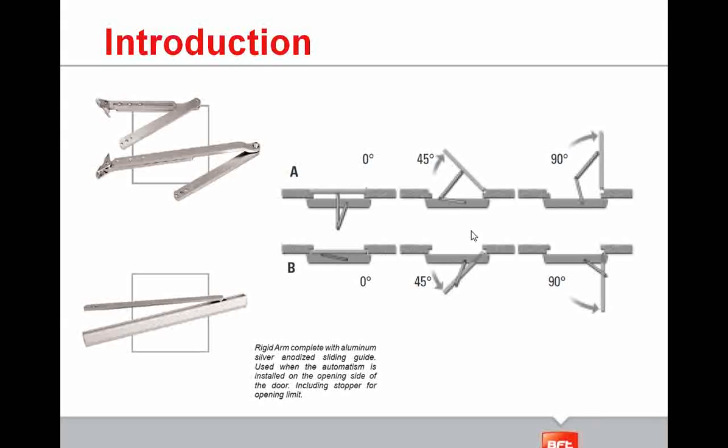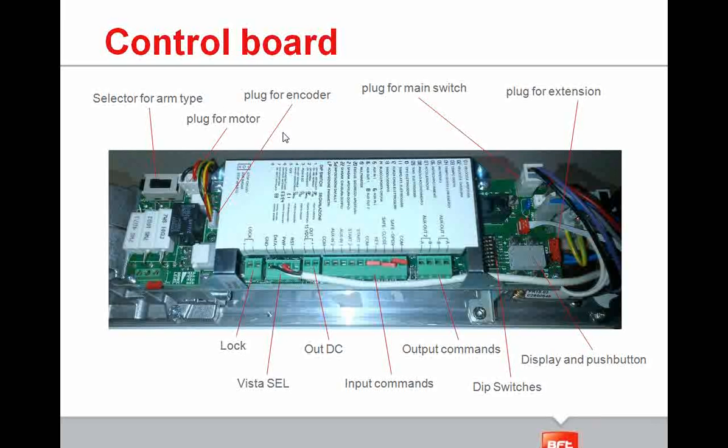Then the second case is the arm with the slide, okay? This is used to open the door on the same side as the automation, so you open inside. This is important to know because the control board used in this automation is different from the other Vista. It uses a display with buttons, but only with 2 digits.